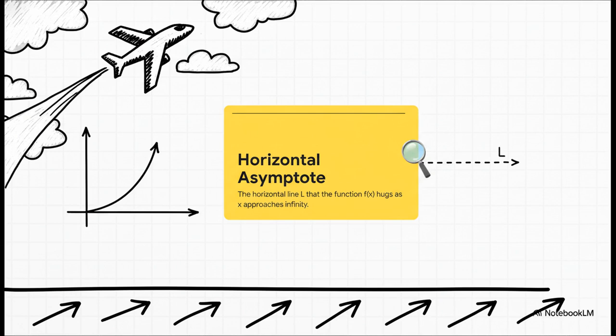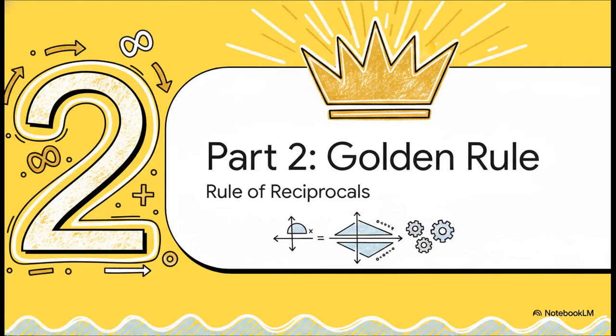Imagine a curve just flying off to the right. If that function, f of x, eventually settles down and essentially hugs a specific horizontal line as it goes way out to infinity, we call that line a horizontal asymptote. Think of it kind of like an airplane climbing up into the sky and eventually hitting its cruising altitude where it just levels out.